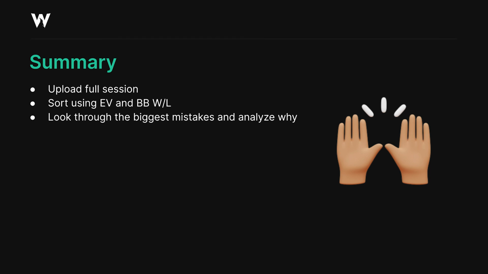So to summarize how to use the hand history analyzer, first you just upload your session, whether it's a single hand you want to review or a full session, you can upload either. Then you want to sort using the EV tool or the big blinds won or lost, and then you can sort through all of your hands that way. You want to look through the biggest mistakes and you want to analyze why you made the mistakes.